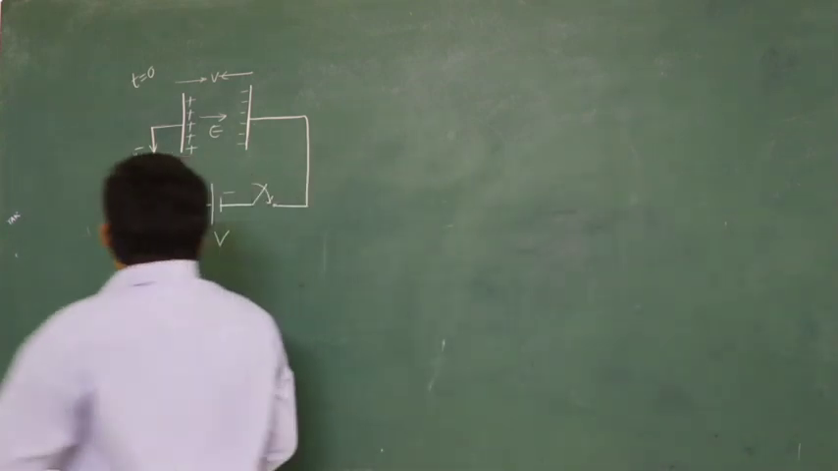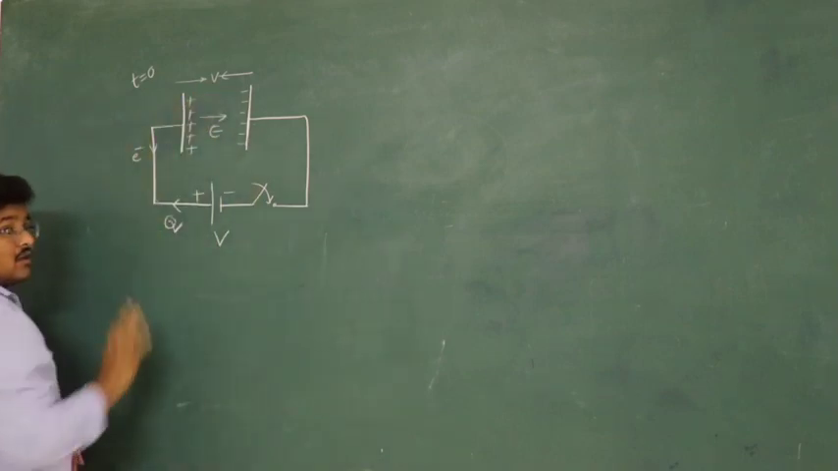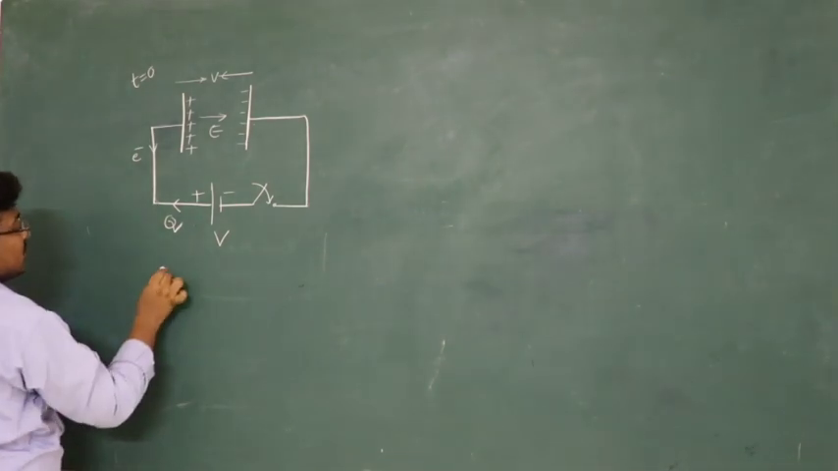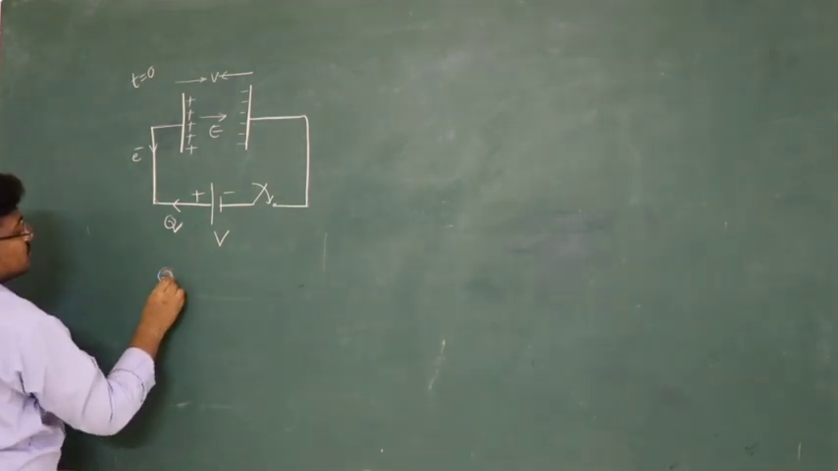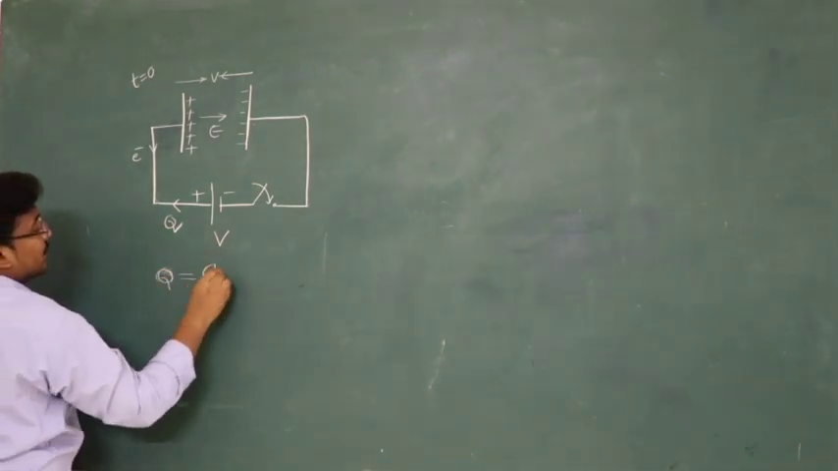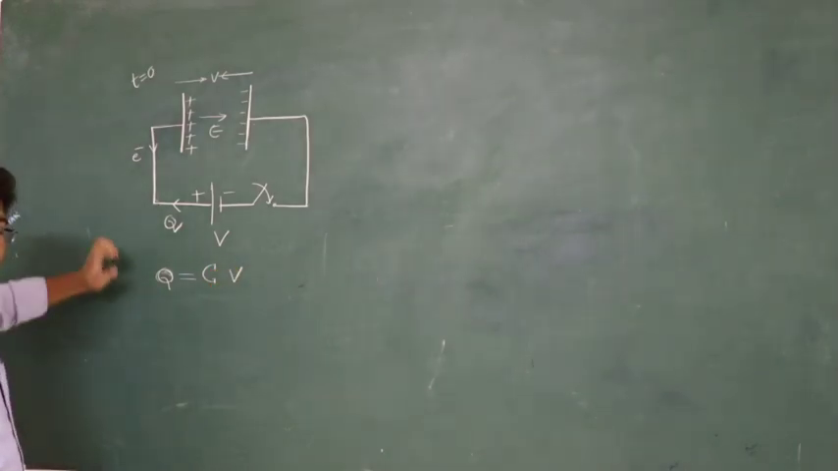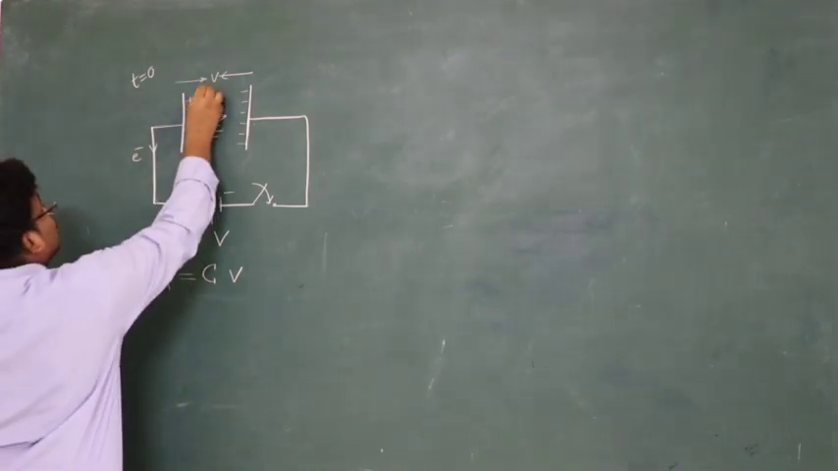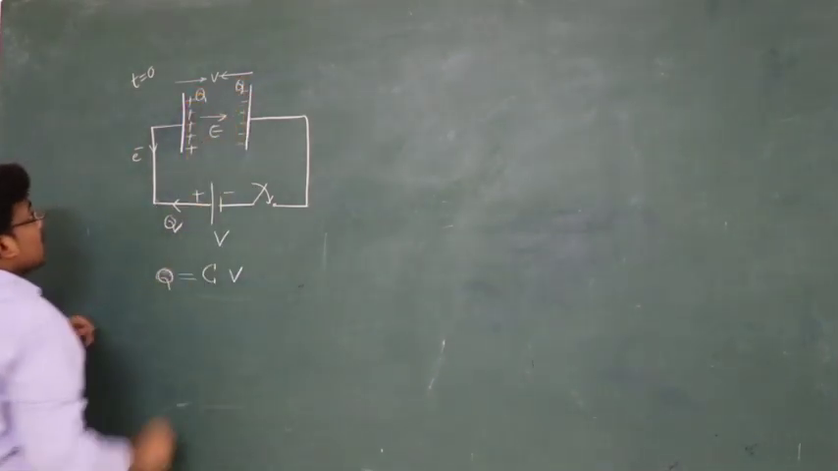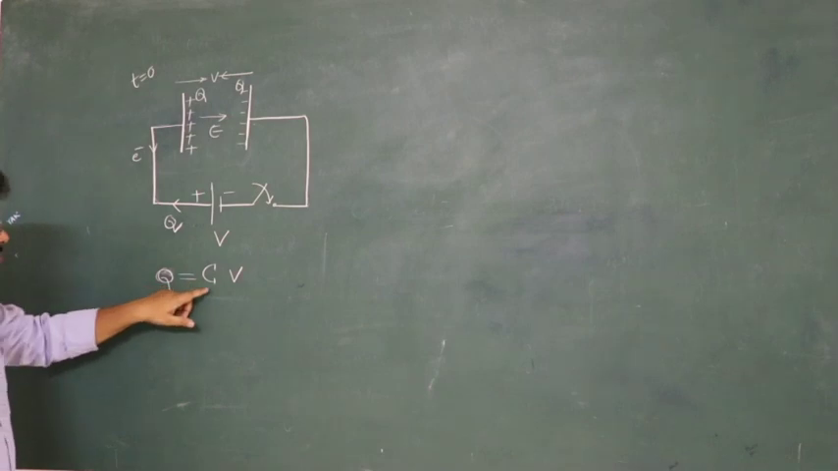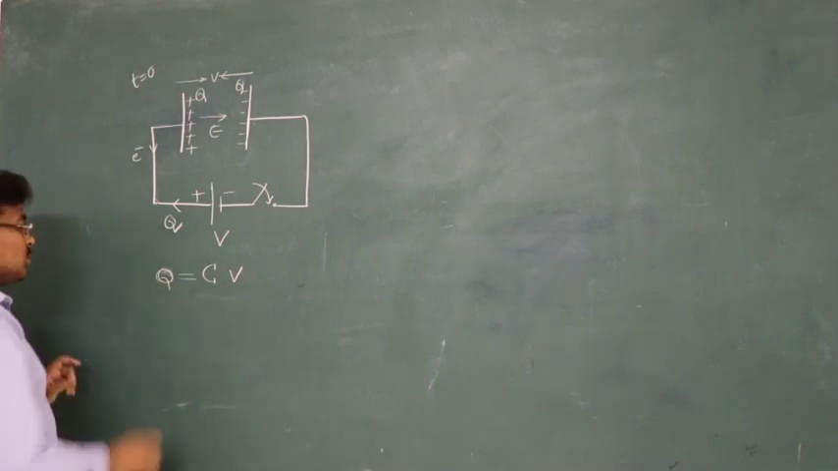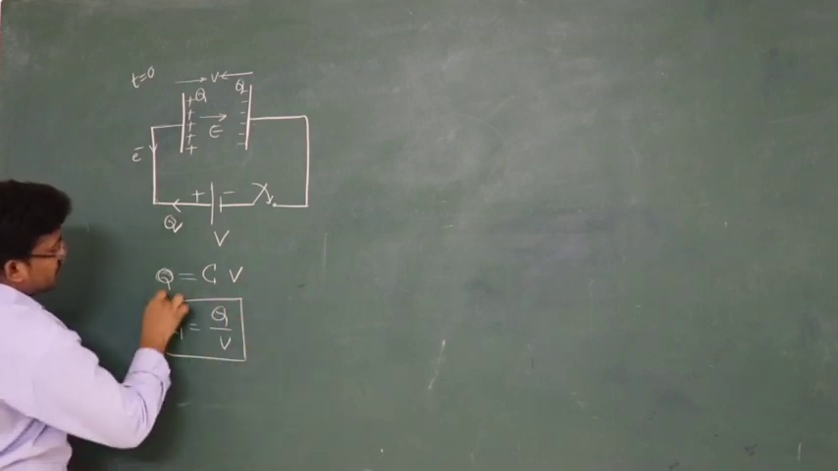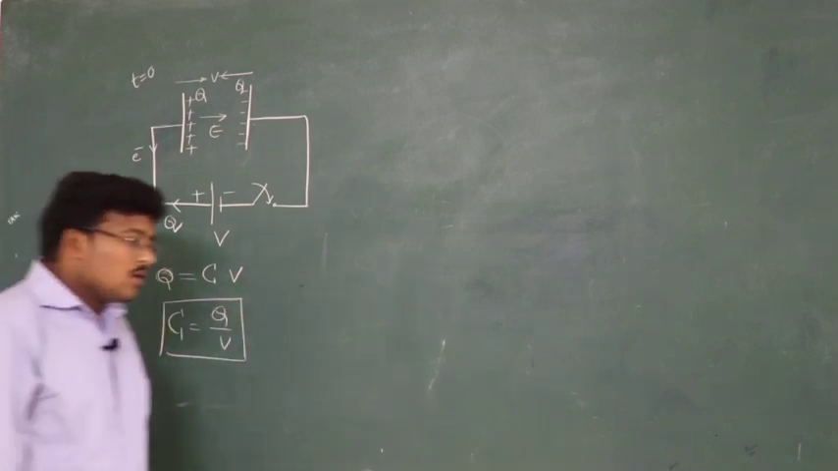Okay, now at that instant let me take some charge Q is there. So that is how you can say that on this plate, charge is equal to capacitance into voltage or potential. You know the formula for this one, right? Charge on the parallel plate capacitor is equal to capacitance into voltage. So you can find C is equal to Q upon V.